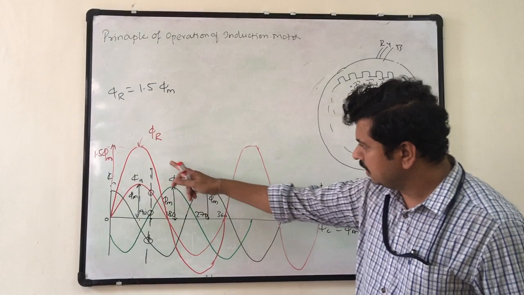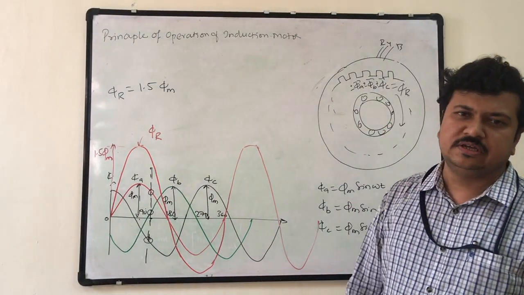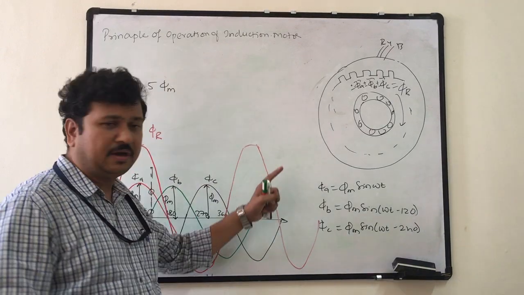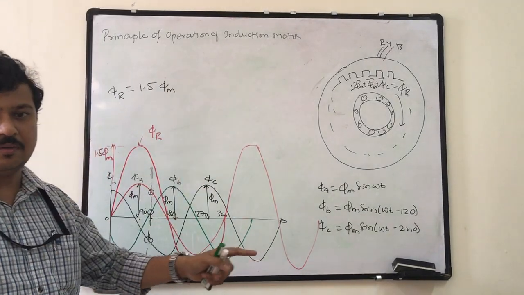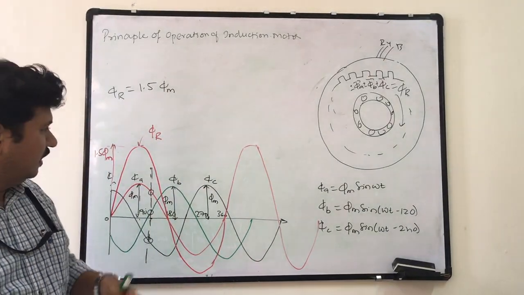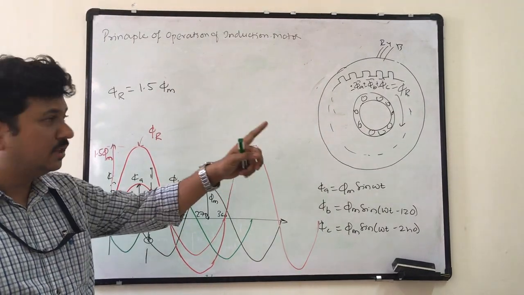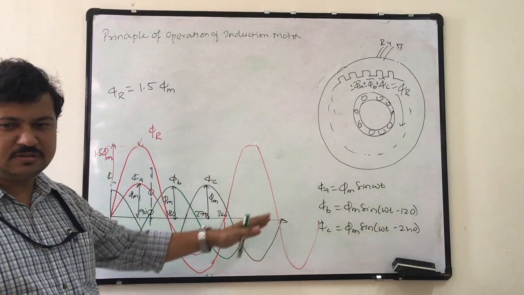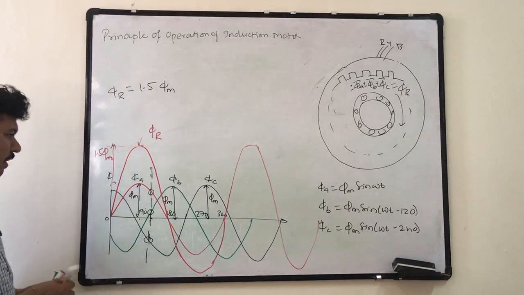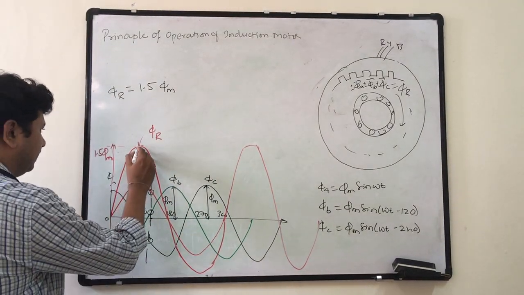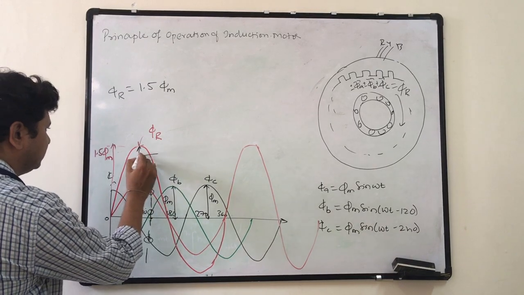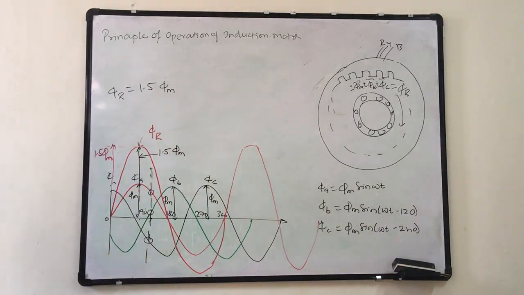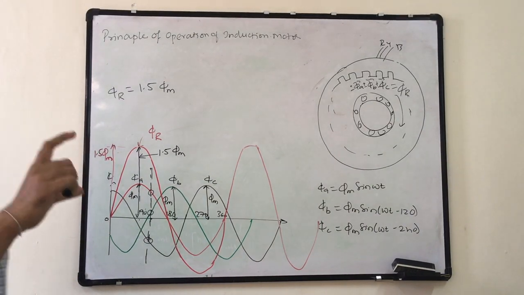Okay. So this is the resultant flux, which is alternating in the air gap and also rotating in the air gap. So you can imagine a sine wave rotating in the air gap. I will show you in the next figure. You can imagine the sine wave rotating in the air gap, and what is the magnitude? It is this. This is 1.5. Okay, the amplitude is 1.5 phi m.